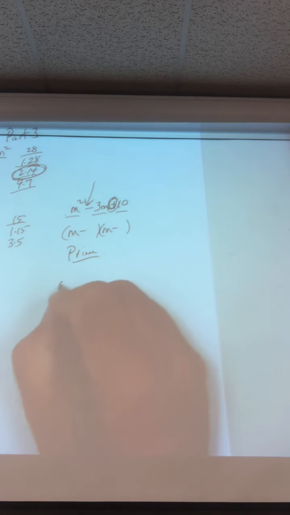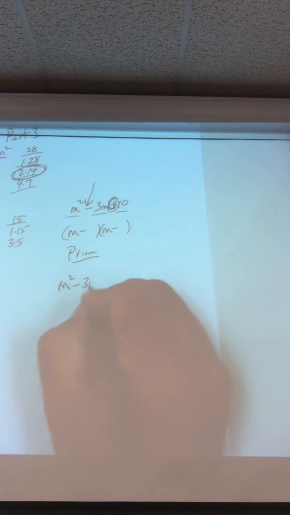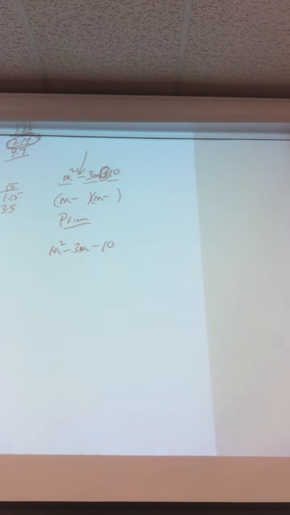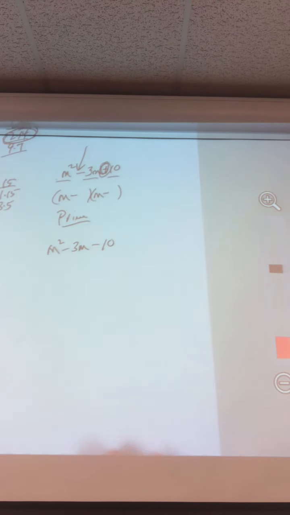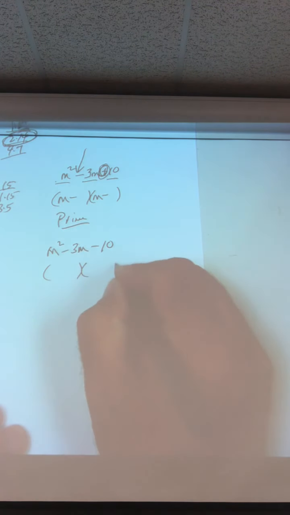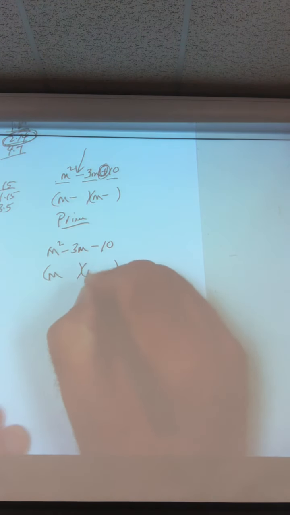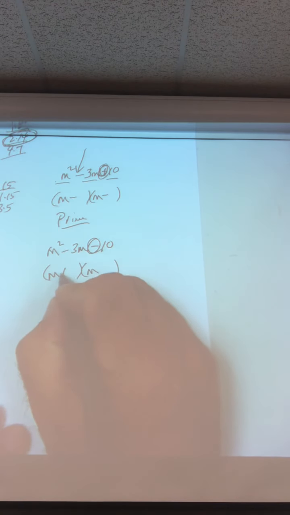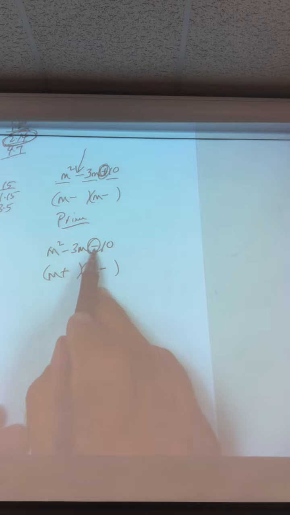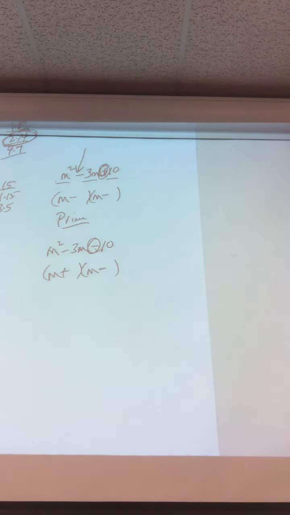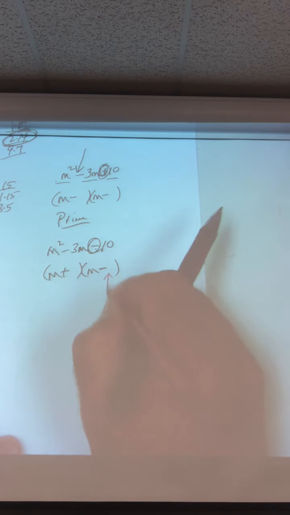Now, if I take this same problem and change that one sign, watch now. It becomes factorable. Here's why. M squared is m times m. Signs now are different. Signs are different. Largest is negative. So I'm going to put the largest number right here.